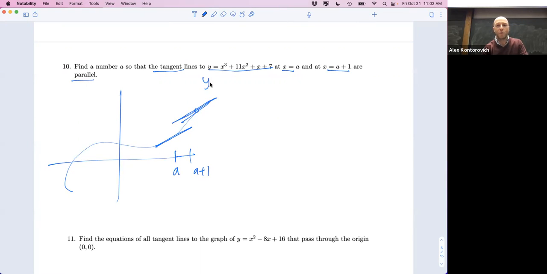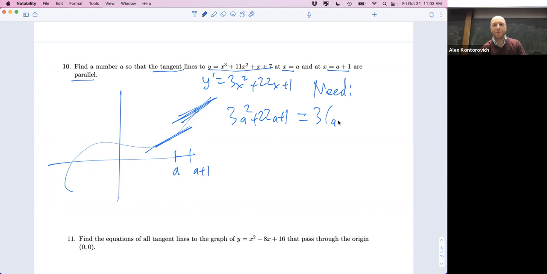Fine. So I need the derivative. y prime is 3x squared plus 22x plus 1. And I want to know that the derivatives are equal. To be parallel, the slopes are the same. So I need to know when 3a squared plus 22a plus 1 is the same thing as 3(a plus 1) squared plus 22(a plus 1) plus 1. Does everybody see how I got that? The derivative is the slope of the tangent line at that point. If the two tangent lines are supposed to be parallel, then their slopes have to be the same. So there's my equation. I set the two things equal.